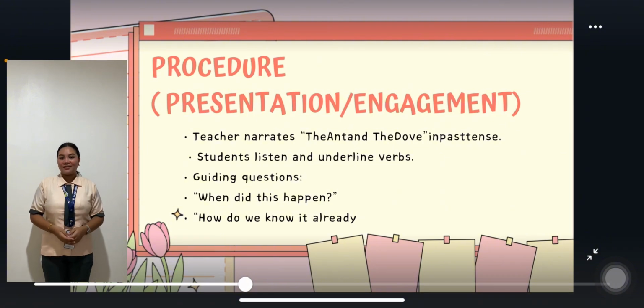For our content, first, I will tell the story The Ant and the Dog using the past tense. While I read, students will listen carefully and underline the verbs they hear. After the story, I'll ask, when did this happen? How can we tell it already happened? These questions will guide students to realize what we are talking about, actions in the past tense.